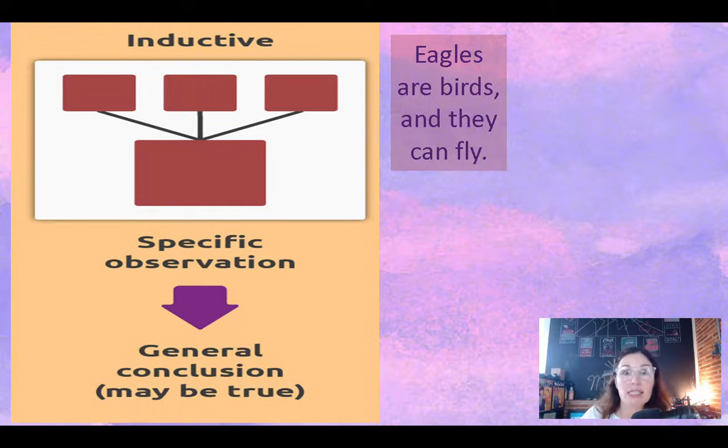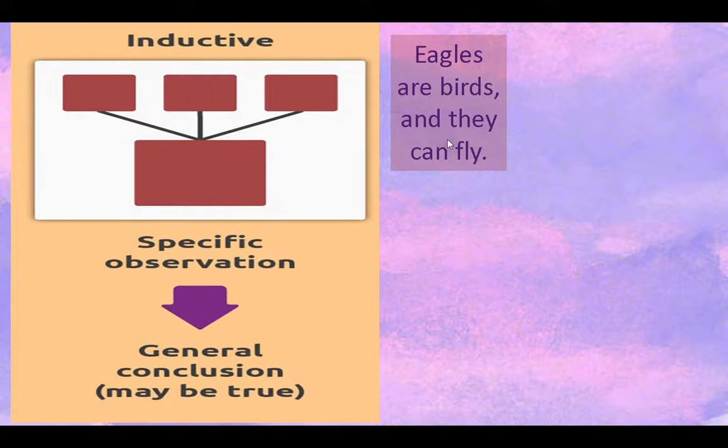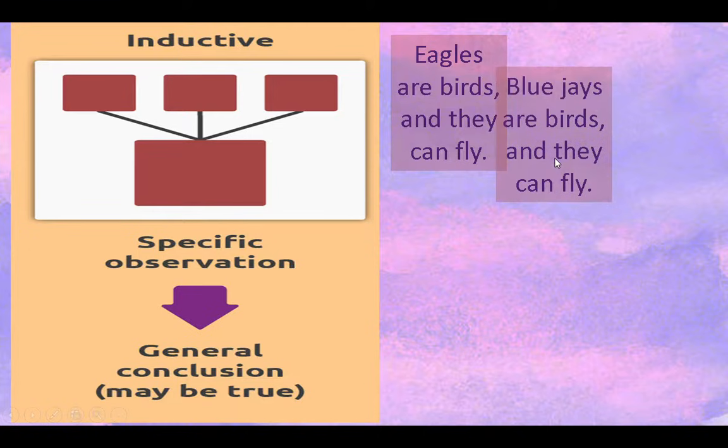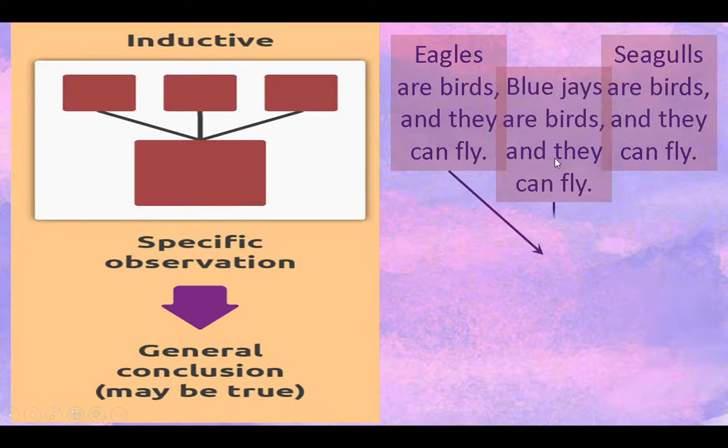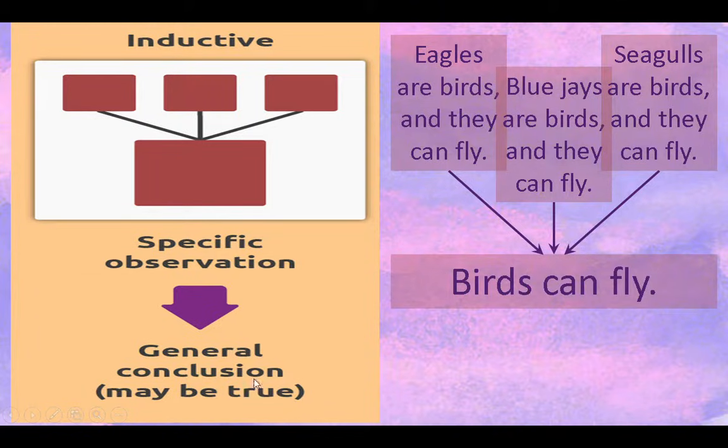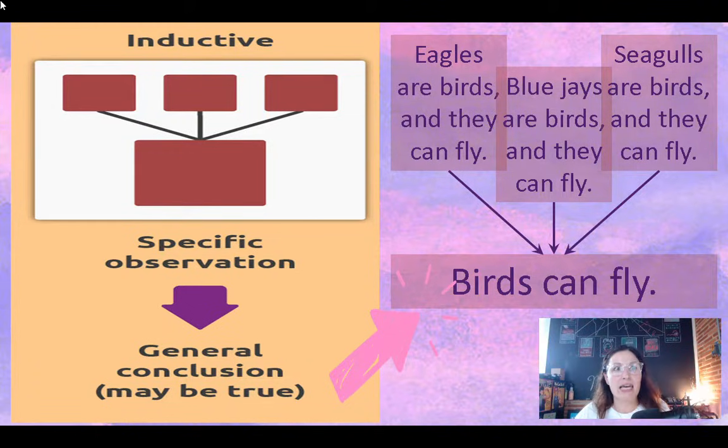As I was saying, eagles are birds and they can fly. Blue jays are birds and they can fly. Seagulls are birds and they can fly. Ergo, I might conclude birds can fly. Now, a lot of you immediately saw the problem with this conclusion because, hey, emus can't fly and they're birds. Penguins are birds and they can't fly. Inductive reasoning is how you make a reasonable guess, but it could be false, as this one is right here.